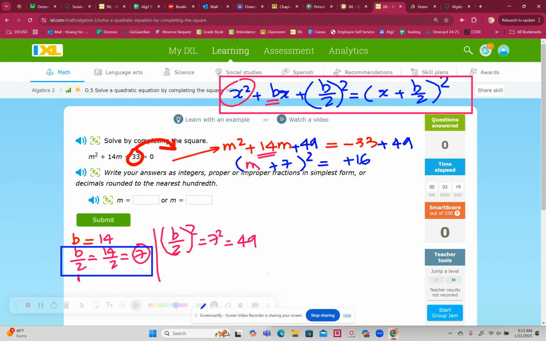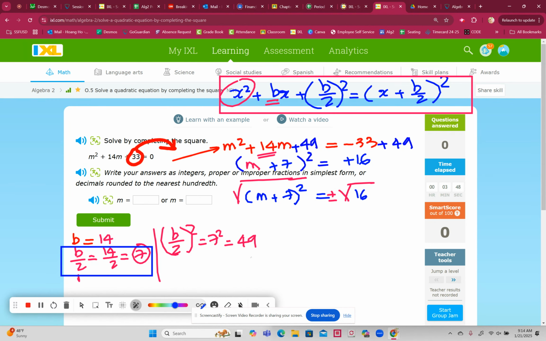The whole point is we find the perfect square on the left side. So now you get rid of that power 2. How do you get rid of power 2? You take the square root on both sides. Make sure it's plus minus right there. Square root and power 2 cancel out. So now on the left side we have only m plus 7.